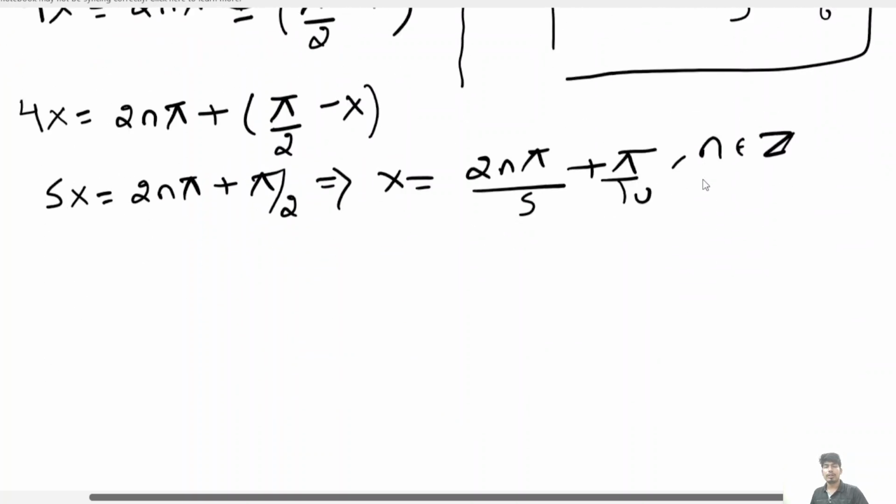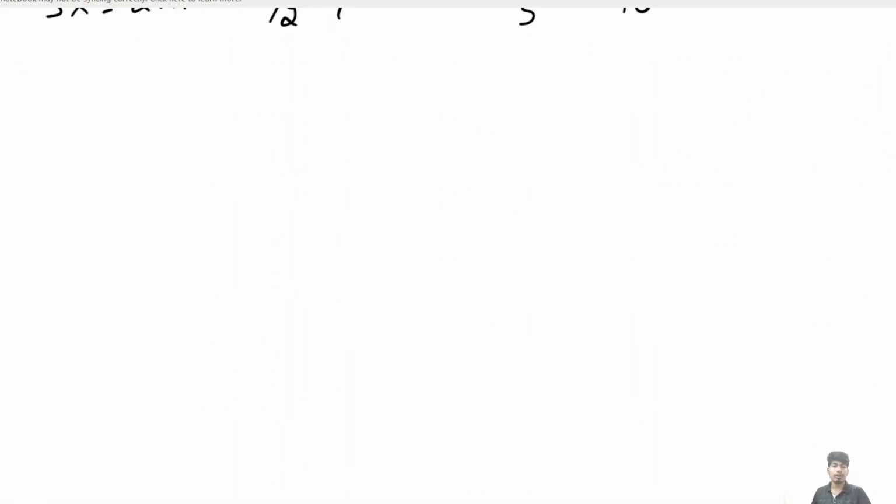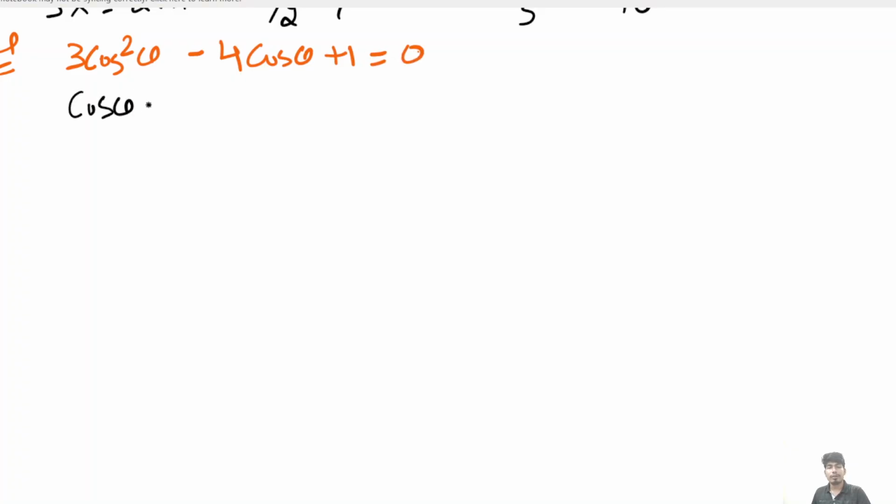Okay, students, then our next question is the B part. What is the next question? 3 cos square theta minus 4 cos theta plus 1 equal to 0. Then solve this. Let cos theta be equal to t. Then this becomes 3t square minus 4t plus 1 equal to 0.